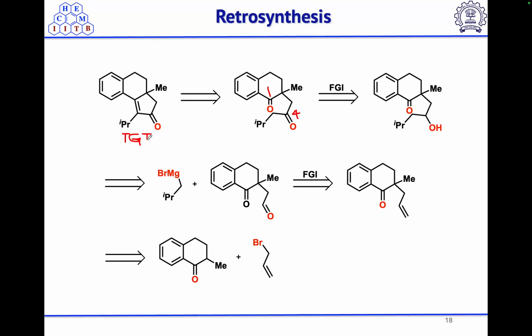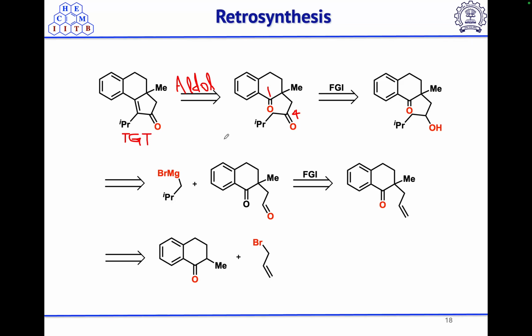What we are planning as the first step after retrosynthesis is the aldol reaction of the 1,4 diketone. First, an intramolecular aldol reaction followed by dehydration, and we can get this target molecule, TGT.